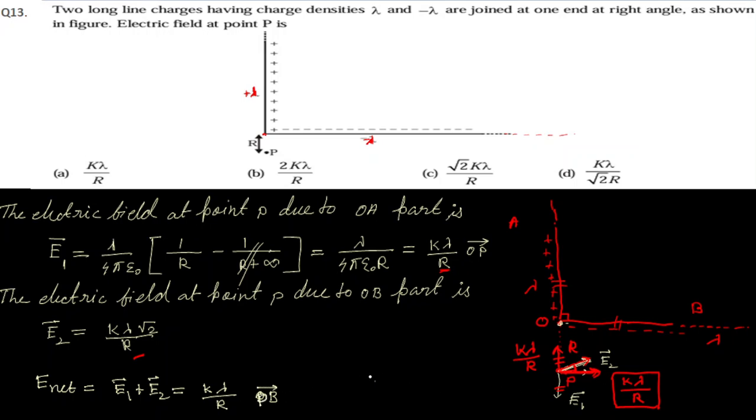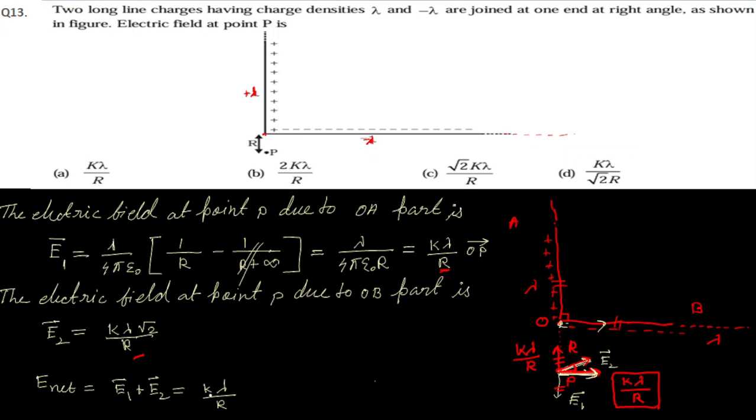PB direction. Sorry, if we write PB it will be wrong. From the figure you can understand it will be along this direction, so it will be parallel to OB. OB is along this direction, so it will be parallel to the OB.